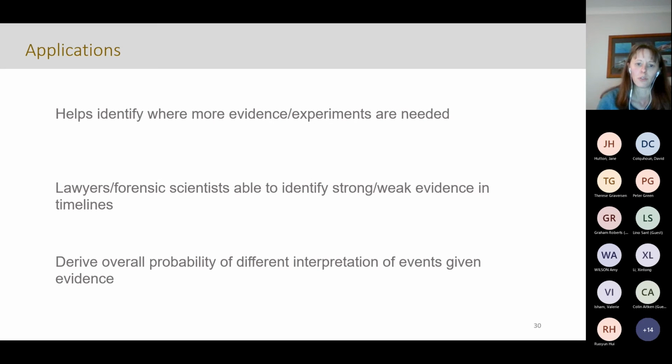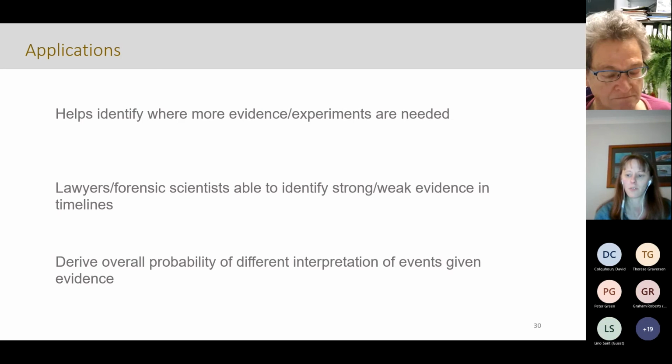When it comes to making more applications of these, potentially chain event graphs could be useful when it comes to identifying areas where more experiments or more evidence is needed in a case. Potentially, it could even help lawyers or forensic scientists identify either weak or strong timelines that are being put forward. And we could find a way of deriving probabilities of different events, including different kinds of evidence in these complex cases.